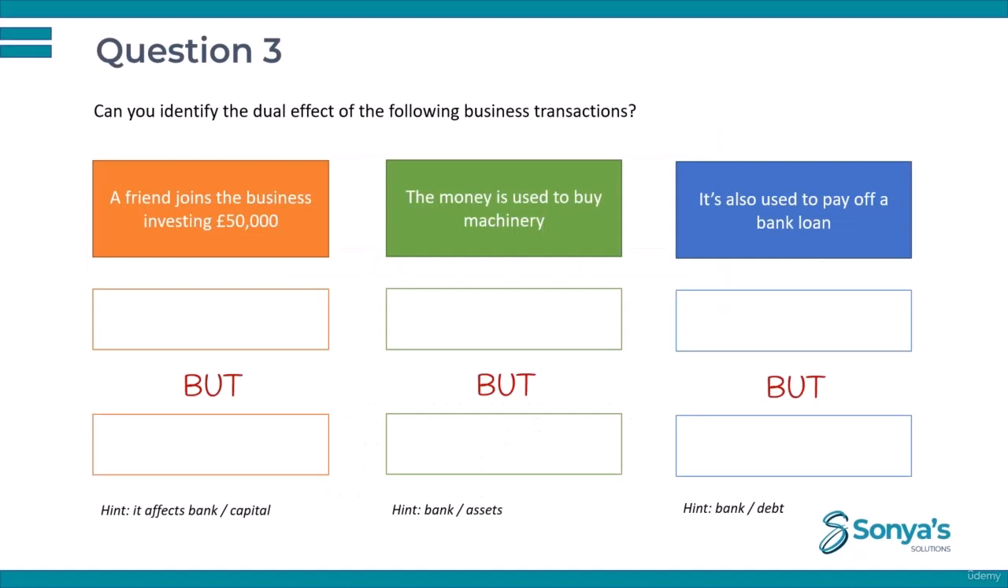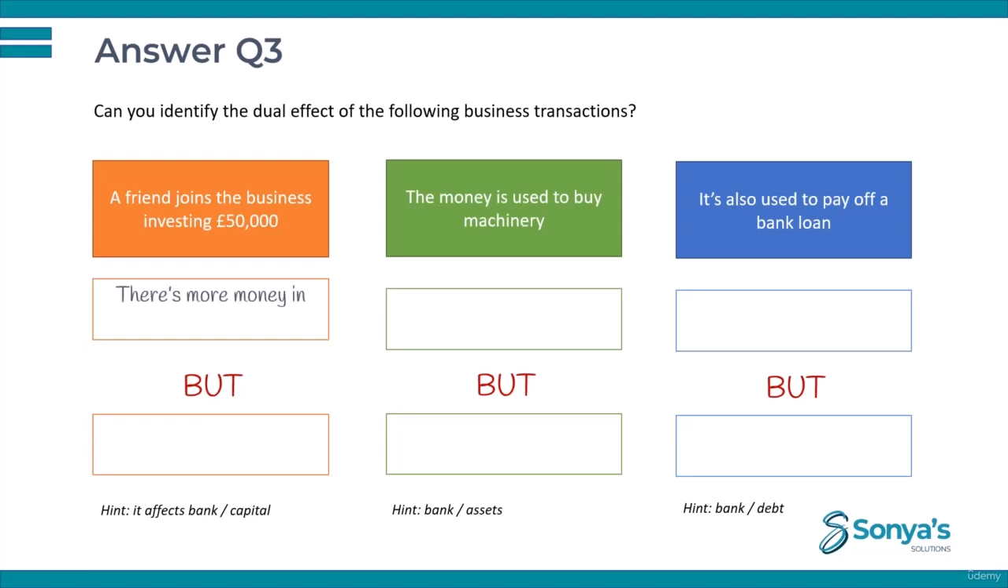Get ready to pause the video so you can give yourself time to read and answer the question. Don't worry if you found this first one difficult. A friend is joining the business, probably as a business partner, and they're investing £50,000. It's likely to be paid into the business bank account, so the bank balance will increase. The equal and opposite effect is that capital increases. The friend is effectively lending the money to the business. At some point in the future, it may need to be repaid. So capital is classified as a liability.